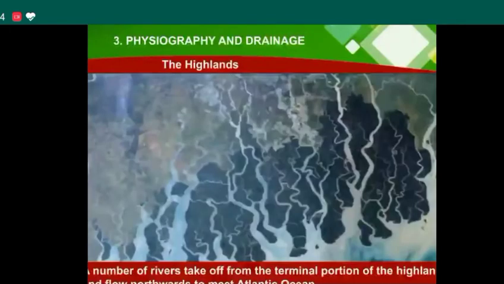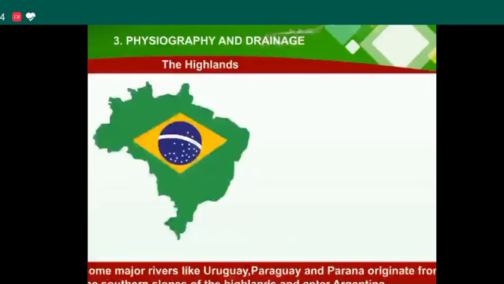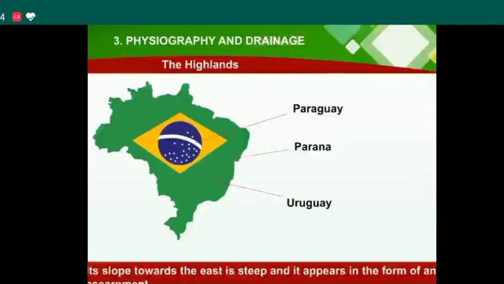A number of rivers take off from the terminal positions of the highlands and flow northwards to meet the Atlantic Ocean. Some major rivers like Uruguay, Paraguay and Parana originate from the southern slopes of the highlands and enter Argentina. Its slope towards the east is steep and it appears in the form of an escarpment.